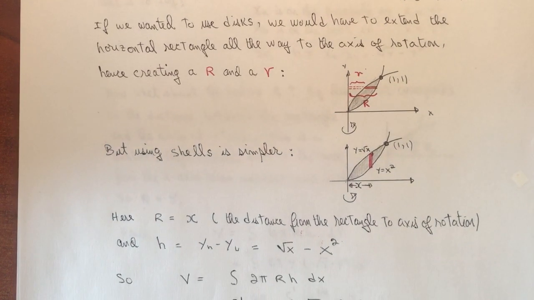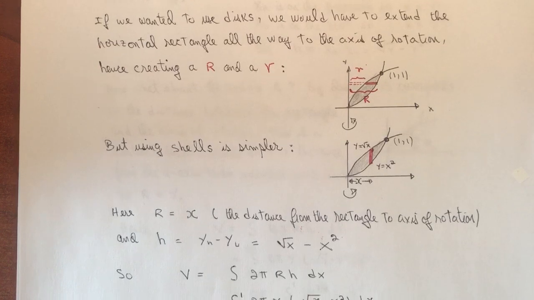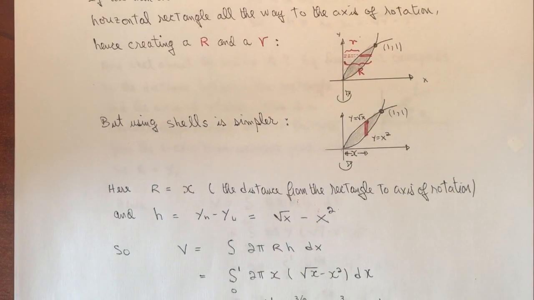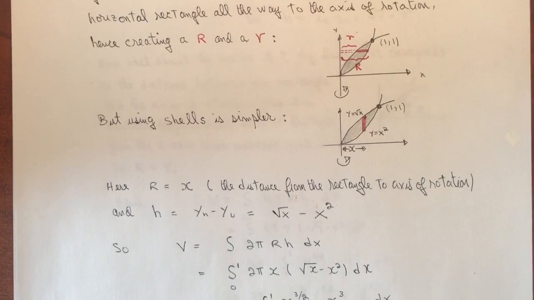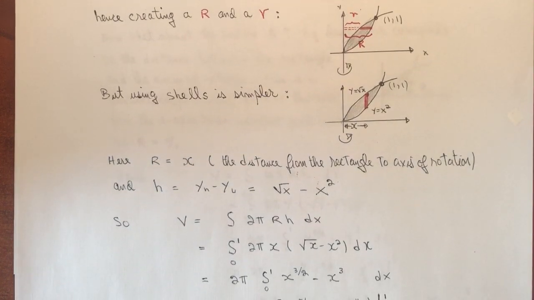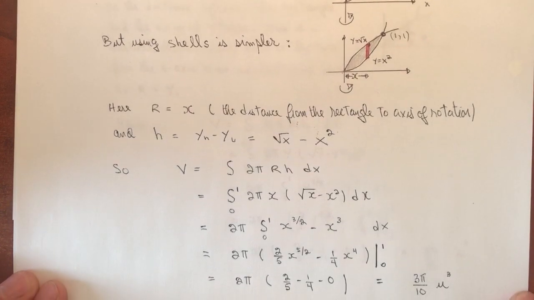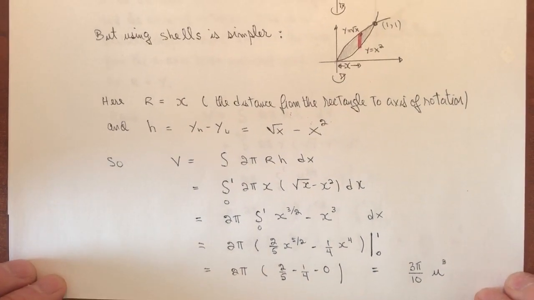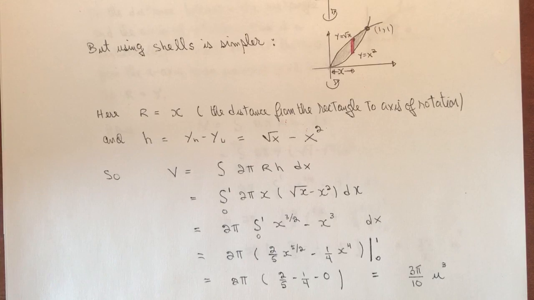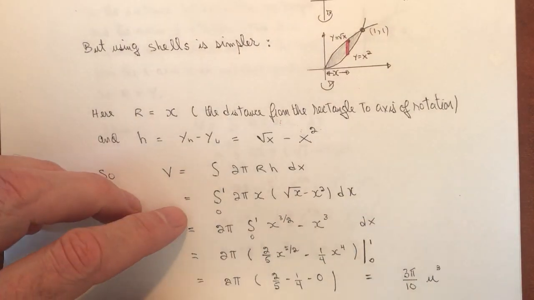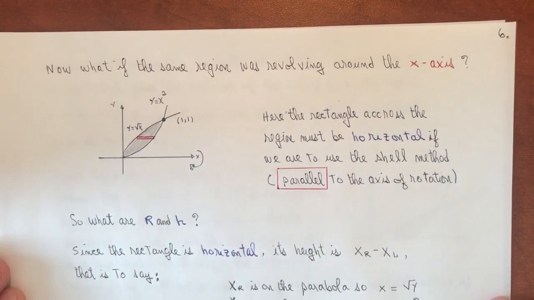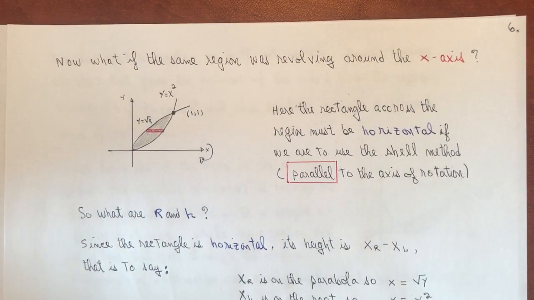So we apply the formula, the integral of 2 pi rh, and we get the integral from 0 to 1 of 2 pi x times root of x minus x squared. Take out the 2 pi, multiply the x in, integrate with respect to x. The bounds are 0 to 1. Use FTC part 2 and plug that in, and we get 3 pi over 10 cubic units for this problem. Now, what if the same region was revolving around the x-axis?